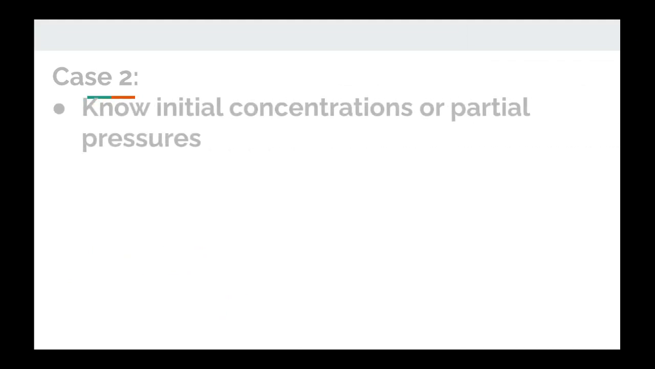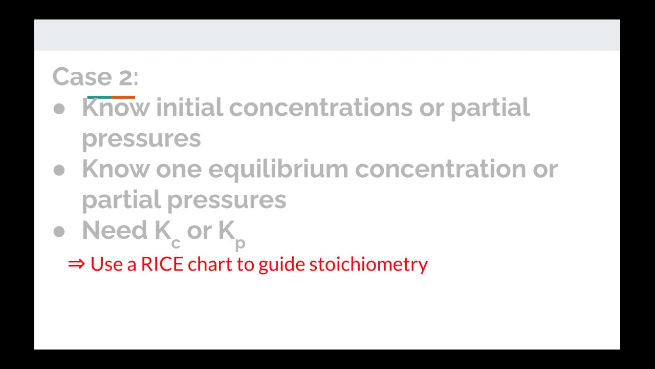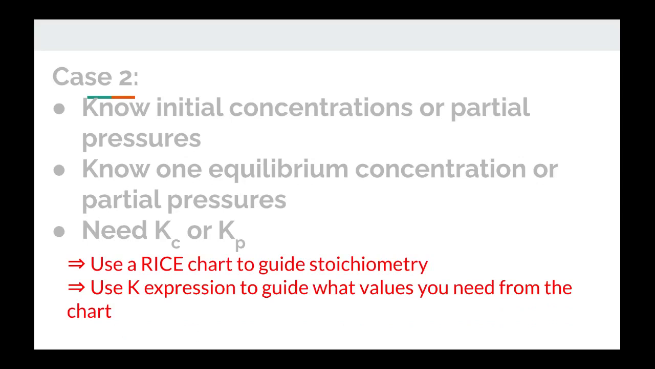Pretty easy. The second case is a little more difficult. These are problems where we know the initial concentrations or partial pressures, and we know one equilibrium concentration or partial pressure, and our objective is to find the equilibrium constant. So here's the strategy. We're going to use a thing called a RICE chart, and I'll explain what that is as we do our first example problem. This will help guide our stoichiometry. It's kind of like a BCA chart, which we've used in the past, except there's no "after" because we don't come to a definite stopping point. We just come to an equilibrium. Then we're going to use the K expression to guide which of the values from this RICE chart we're going to need to ultimately solve our problem.